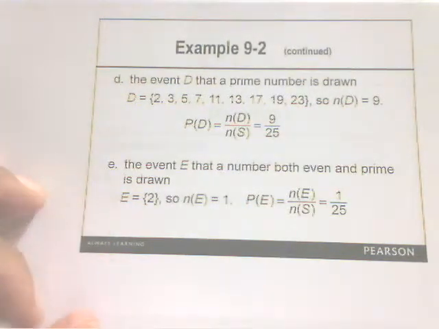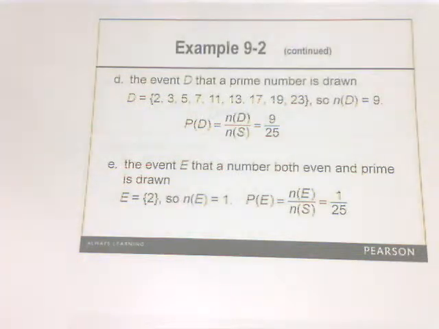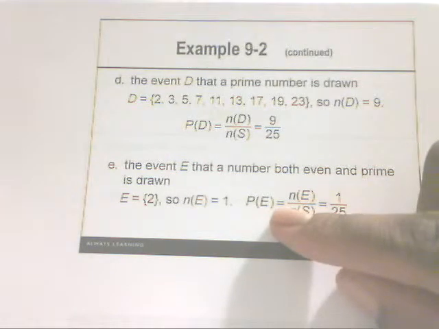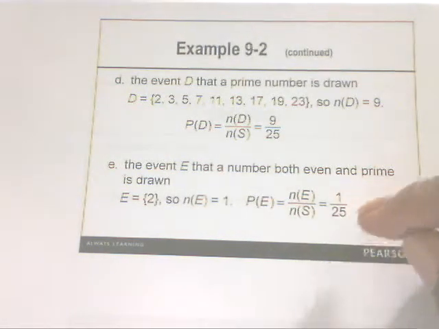And part E, the event E that a number both even and prime is drawn. Well, the only even number that's prime is the number 2. So there's only one number that's both even and prime, and the probability of event E occurring would be 1 over 25.